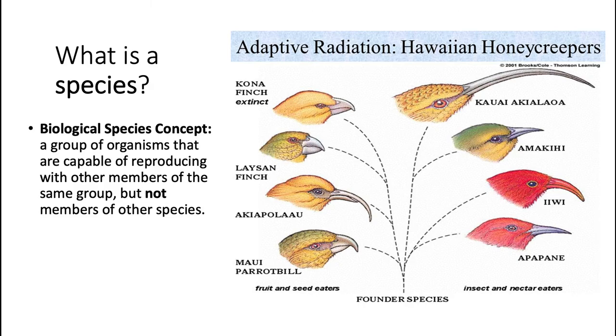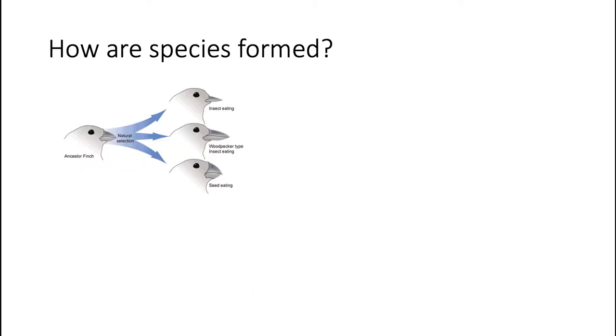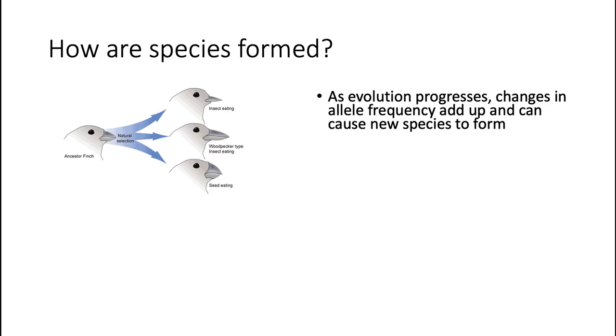Well, we have this thing called the biological species concept, and it's basically saying that a group of organisms are considered a species if they can interbreed with each other. If they can't successfully mate with each other and reproduce, then they're probably not members of the same species. So how are species formed? Well, through the process of speciation.